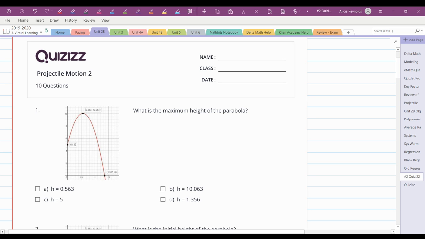Hey Math 2, let's take a second to go over this quiz, projectile motion 2. This is the one that is due Monday, April 27th.